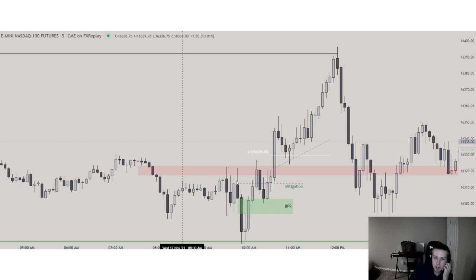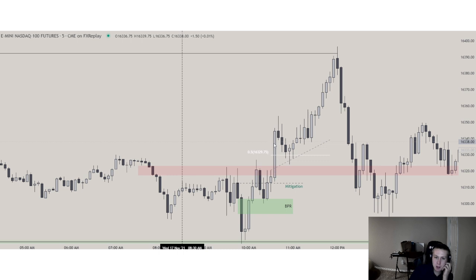We come back up. We have a mitigation block or a breaker block. I would rather use this as my breaker than these, just because it has a more concise and clear body right here. So I would use this mitigation. Then we come back up.